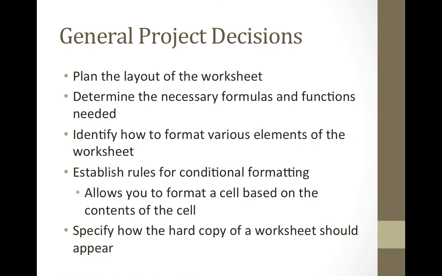General project decisions, we've kind of gone over this, so some of this might be review, but basically we need to plan the layout of the worksheet. Remember, rows are going across and columns are going up and down, and rows typically contain the items comparable to items on a list, and the information about each item in the list and associated calculations should appear in the columns. So basically we're saying you're going to be able to organize your data better.